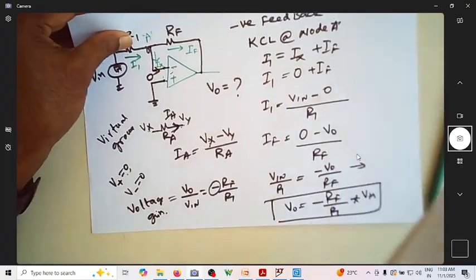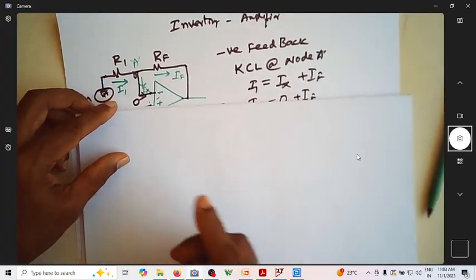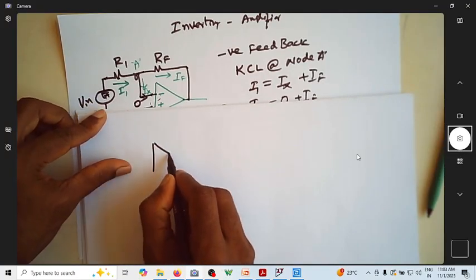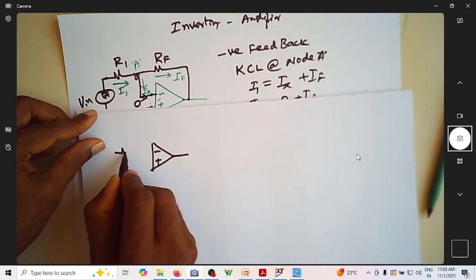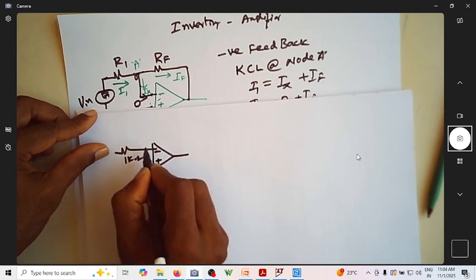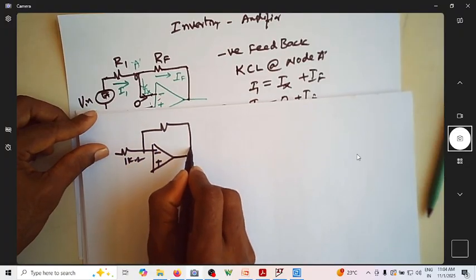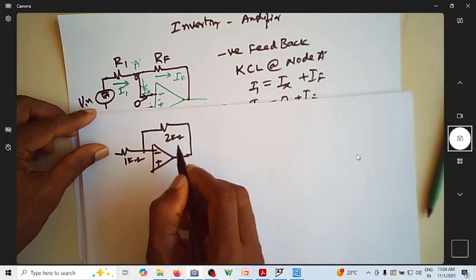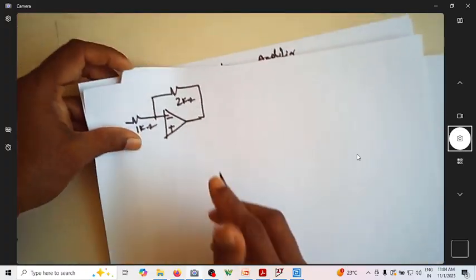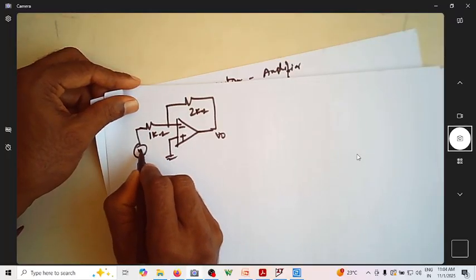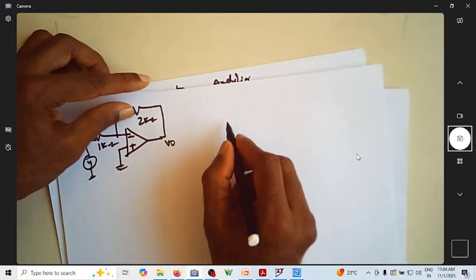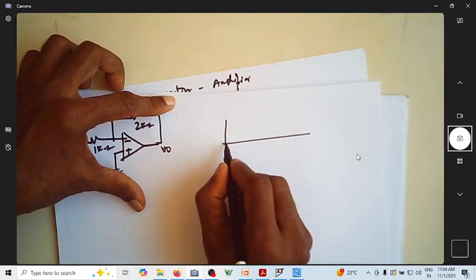Suppose you want to find out the meaning of this. Suppose I have this as minus, this as plus. If I have R1 as 1 kilo ohm and RF as 2 kilo ohm, and this is V0 and this is grounded, and I apply a sine wave of 1 volt.